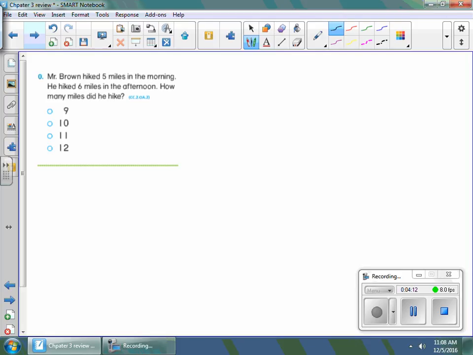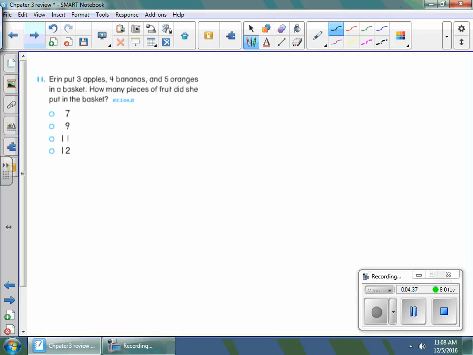Number 10, Mr. Brown hiked 5 miles in the morning. He hiked 6 miles in the afternoon. How many miles did he hike? So he started with 5 miles in the morning. Then he hiked 6 in the afternoon. How many altogether? So think of start, change, result. Megan? Good. Started with 5, change was plus 6, and 11 altogether.